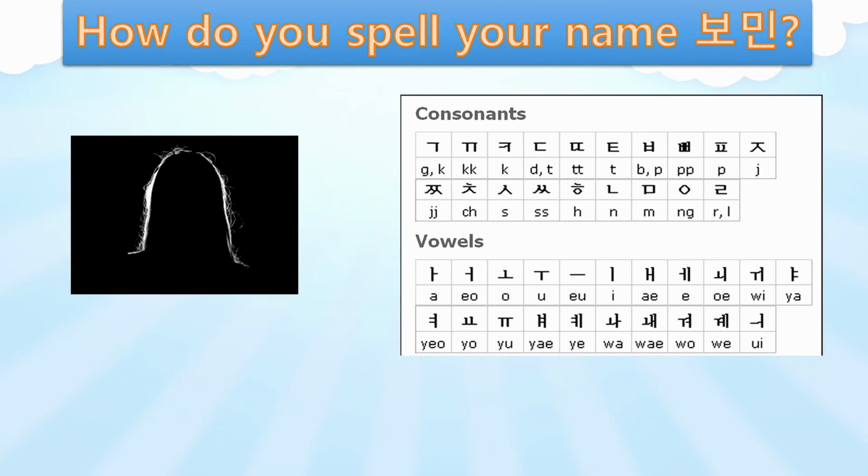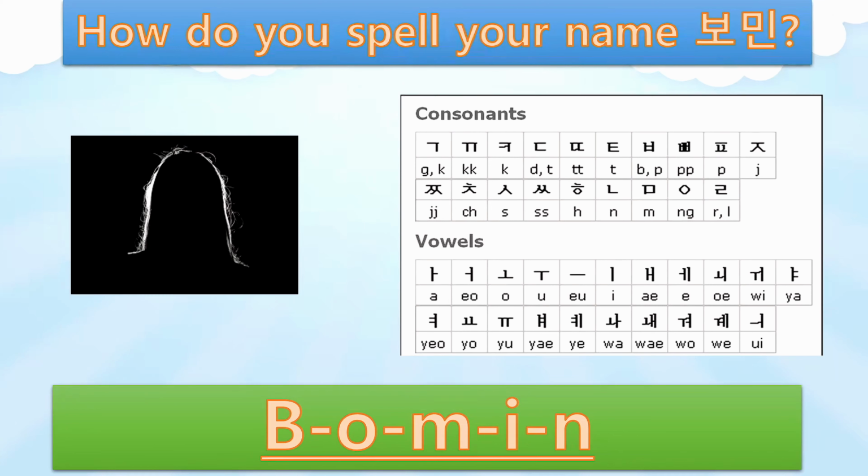How do you spell your name? Bomin. B, O, M, I, N. Yes, I think that's right. Let's see. B, O, M, I, N. Yes. Good job.